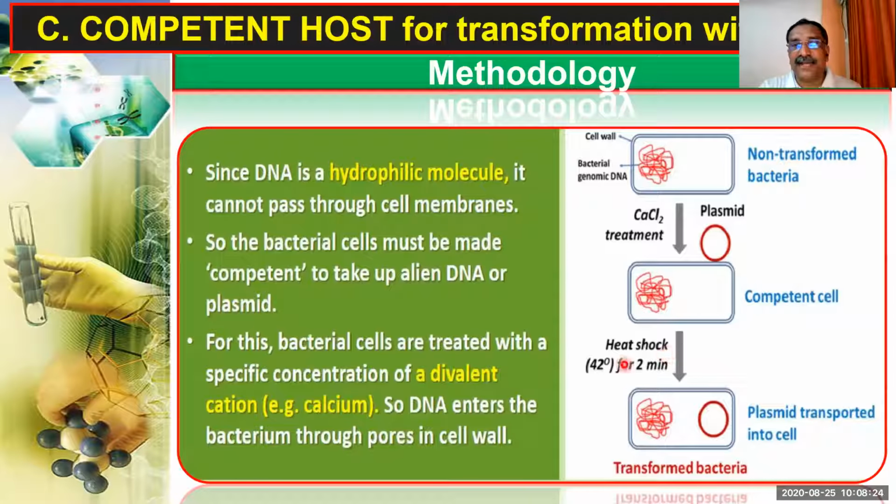That processing is that at 42 degrees Celsius, you have to heat it for 2 minutes after doing the calcium chloride treatment. Then the cell membrane will allow the plasmid to get into the bacteria, otherwise it will not get in. So you have to do some kind of treatment, and only then can it enter into the bacterial cell.